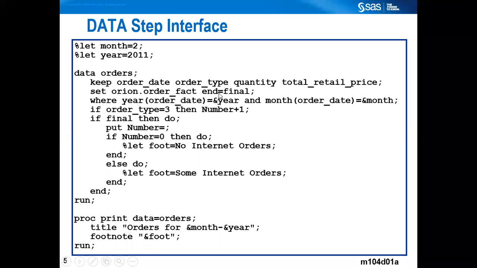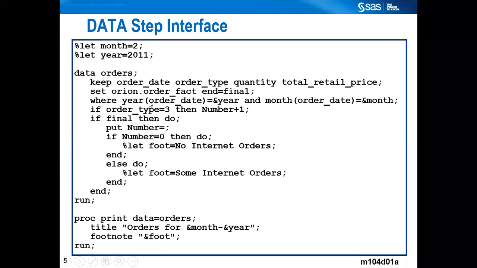So the end equal to dataset option, you can use it in your program as logic to understand if it is the last observation, so that you can write further statements. All right. So you are creating a temporary variable called final. Then you are writing a where statement to subset your data on your specific year and month.